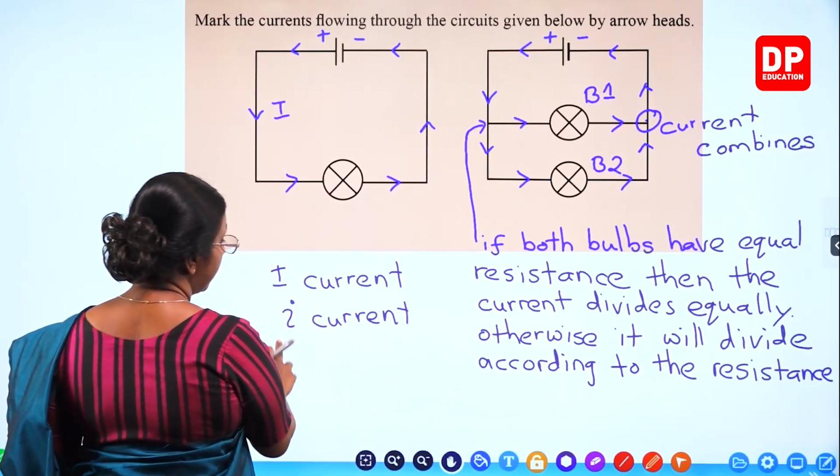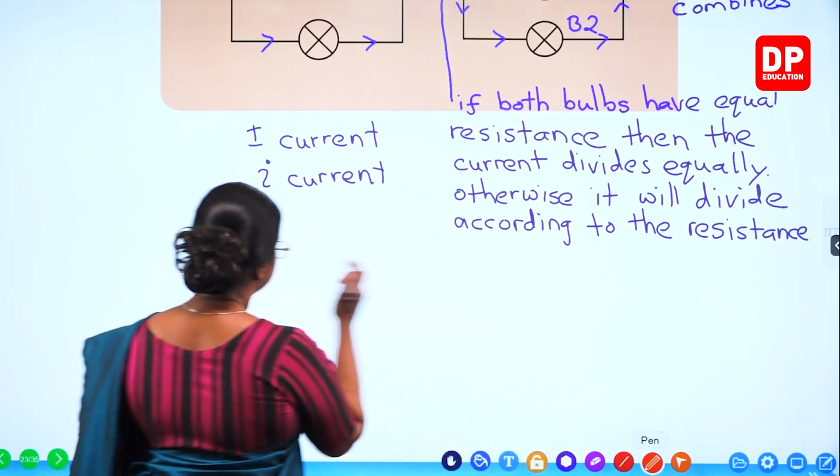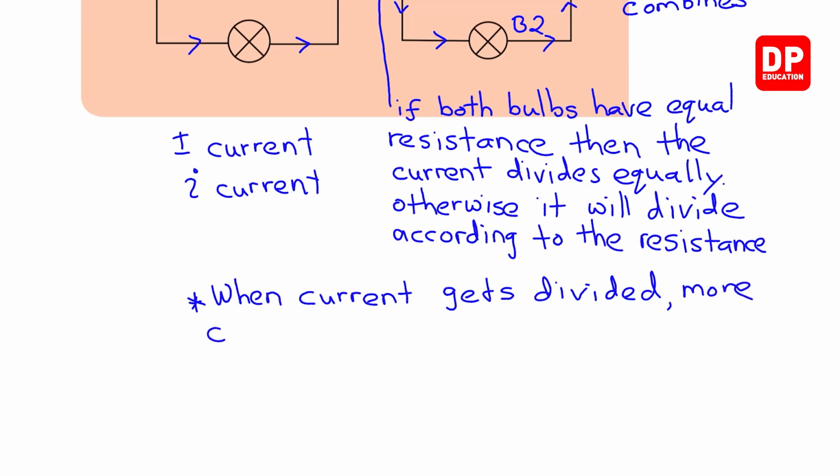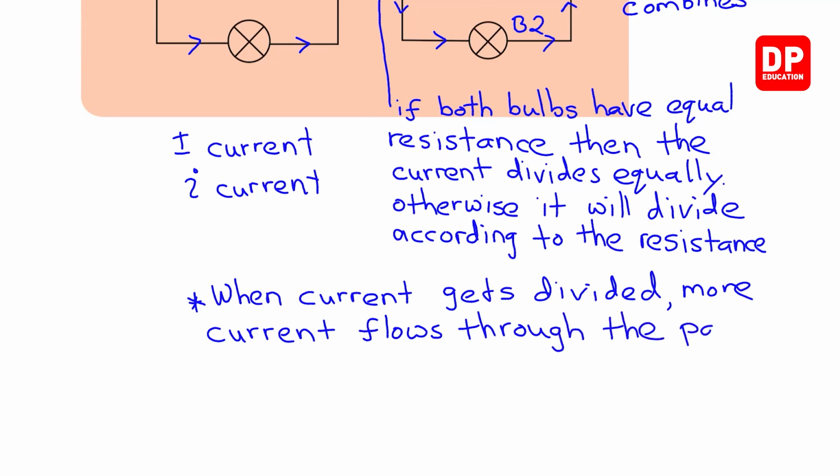And also students, you all have to remember, when current gets divided, more current flows through the path with less resistance.